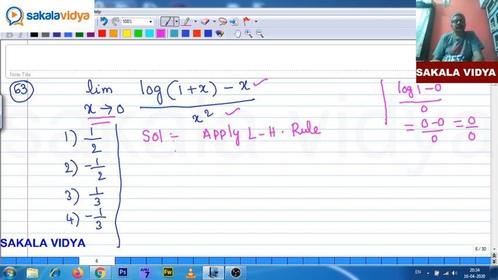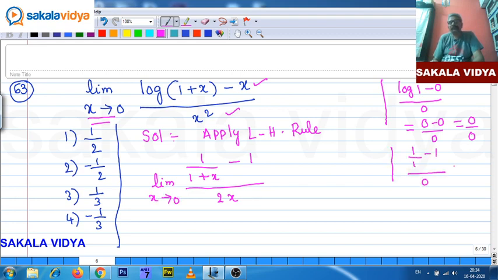So now this equals, log of 1 plus x differentiation is 1 by 1 plus x, minus x differentiation 1, x square differentiation 2x. Now limit x tends to 0. Again, if you put the limit, 1 by 1 minus 1 by 0, this will be 0 by 0 form. Again, apply L'Hospital's rule here. 1 by 1 plus x differentiation is minus 1 by (1 plus x) whole square, and minus 1 differentiation is 0, upon 2x differentiation is 2.